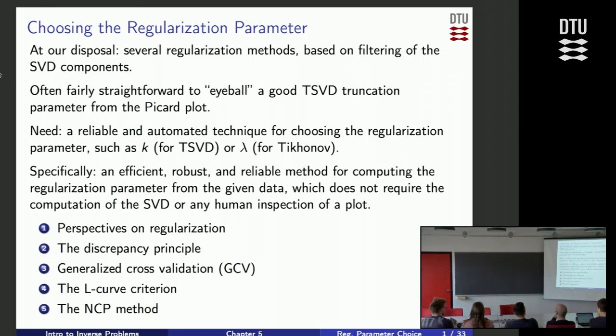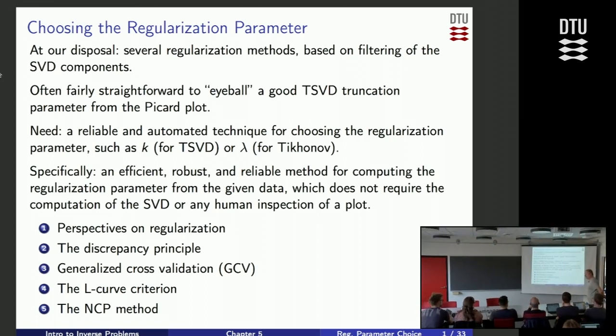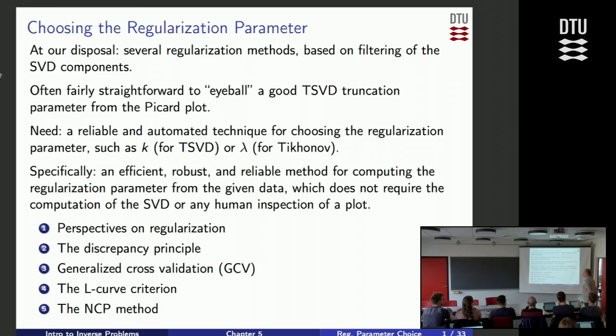But we would like to automate the process. We would like to have methods that can compute a good regularization parameter without any interaction from the user. And of course, sometimes you need to do this in a computer system that spits out regularized solutions. So that's what we're going to be looking at today: finding some mathematical principles for choosing these regularization parameters. We're going to cover a lot of ground today.